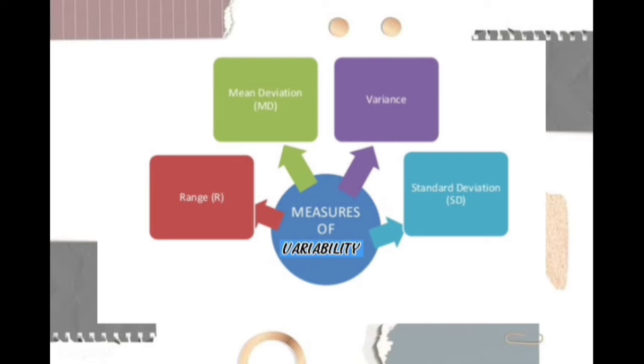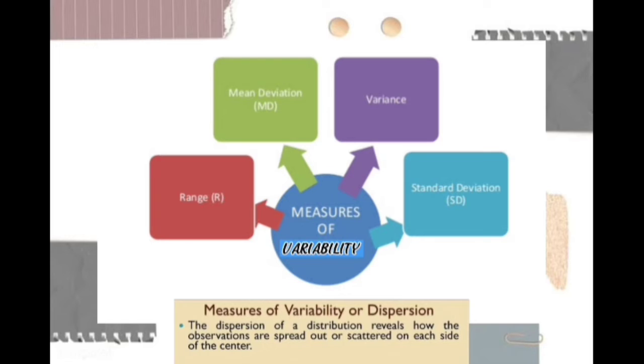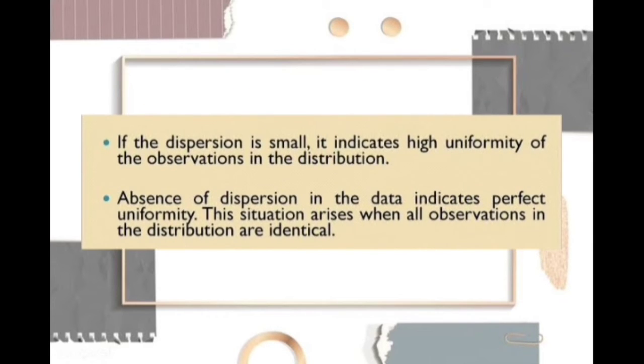In general, we have four types of measures of variability: the range, the mean or the average deviation, the variance, and the standard deviation. Remember that the dispersion of a distribution reveals how the observations are spread out or scattered. Take note that if the dispersion is small, it indicates high uniformity of the observations in the distribution. Absence of dispersion in the data indicates perfect uniformity.